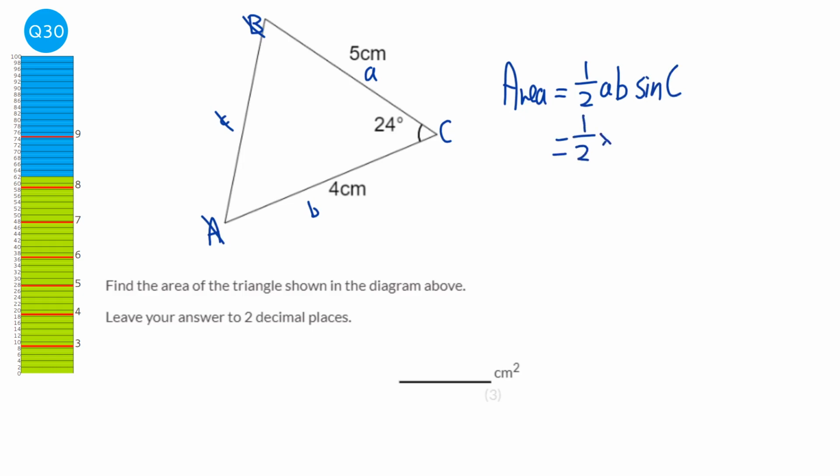It's a nice little formula. And so we're going to do half times a, which I've said is 5, times b, which I've said is 4, times sine the angle, which is 24. And when you work that out, you get 4.067 blah blah blah.